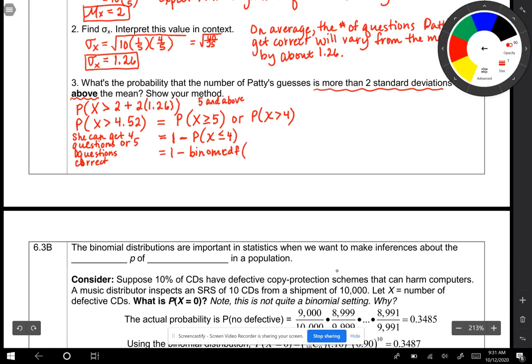Our prompts are the number of trials is 10. The probability of success is 1/5. And our value here, because x is less than or equal to 4, would be a 4. And that would give us 0.0328. So the probability of Patty's guesses would be about 3.28%.